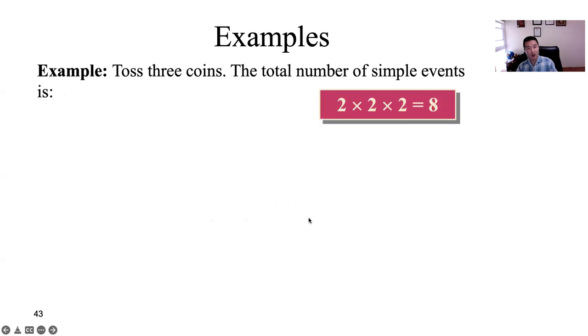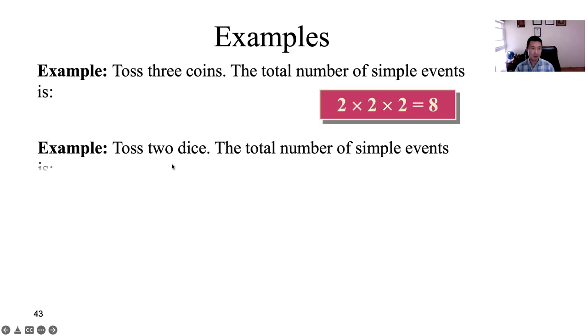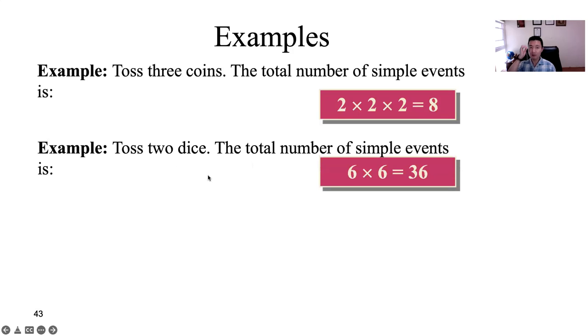So if we toss 3 coins, then the total number of simple events will be 2 times 2 times 2. For each coin, there are 2 possible outcomes, head and tail. So the total number for the 3 coins being tossed is 2 times 2 times 2, so 8 in total. If we toss 2 dice, the total number of simple events will be 6 times 6. For each die, we have 6 possible outcomes. So 6 times 6, 36.